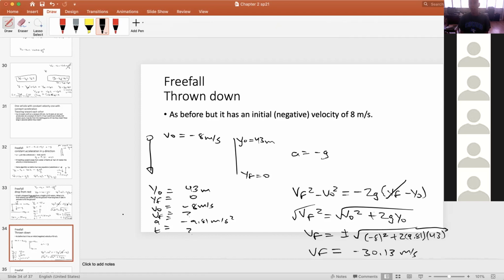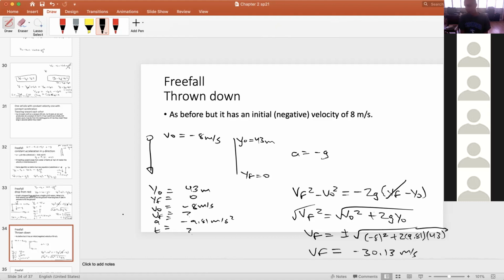Now it might surprise you that when we dropped it, we got negative 29. When it was thrown down, it ended up being negative 30. It would seem like you could just add 8 to the negative 29, right? Nope. It ends up not having a huge effect on the final velocity. I mean, it does have some effect, but it's not a huge effect. That might surprise you a little bit. That's one of the things about physics. Your intuition almost always proves you wrong.